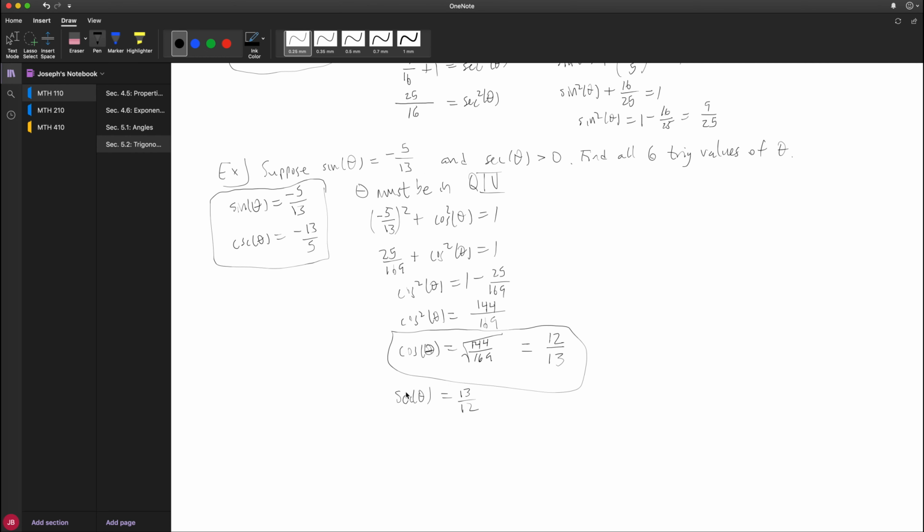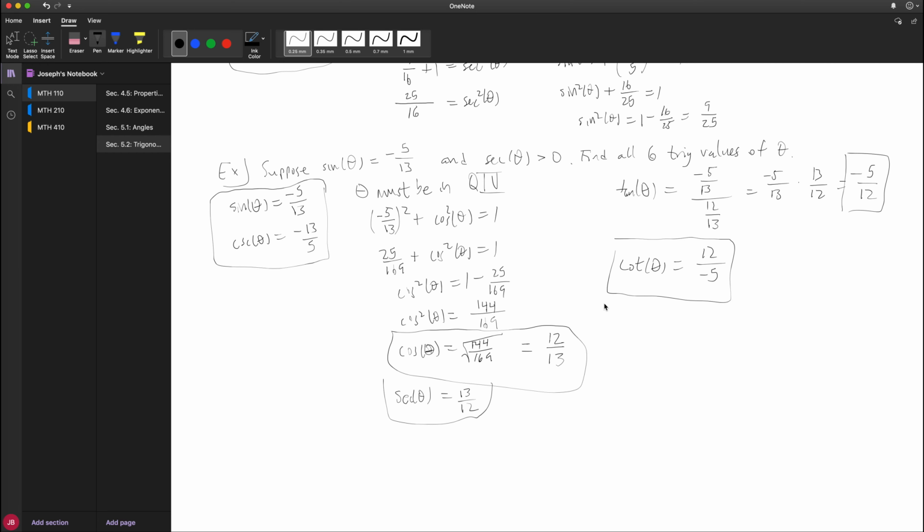The only two that we have left to find are tangent theta and cotangent. Tangent is the sine of theta, which is minus 5 over 13, divided by the cosine of theta, which is 12 over 13. And you flip and multiply, and you get minus 5/12. So that's tangent theta. And then cotangent theta is the last one just by flipping tangent upside down. So minus 12 over 5, or 5 over minus 12.